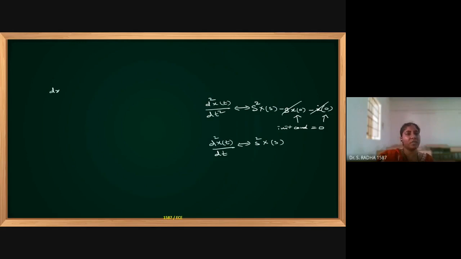Similarly, for the first order derivative dx of t by dt, the Laplace transform is s into x of s minus small x of 0. Capital X means frequency domain, small x means time domain. This is nothing but the initial condition. We will make the initial condition 0, so this term will not come, and that's why for the first order derivative the Laplace transform is s into x of s.